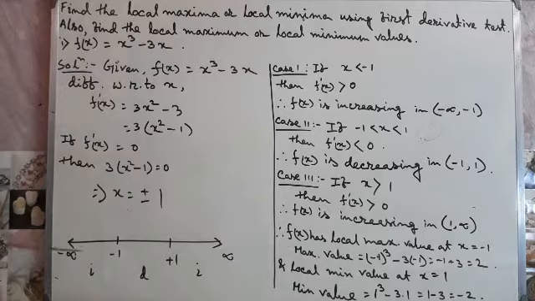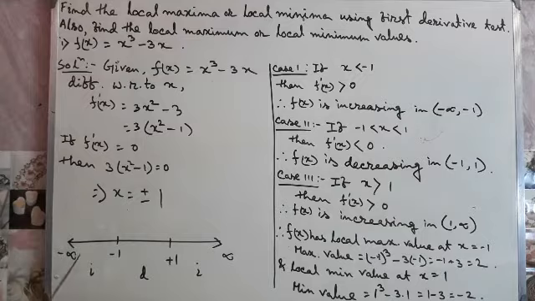Now in this portion minus infinity to minus 1, f dash x is greater than 0. So f of x is increasing, and in the second portion f dash x is less than 0, that is f of x is decreasing, and in this third portion, that is x greater than 1, in this case f dash x is again greater than 0, that is f of x is increasing.